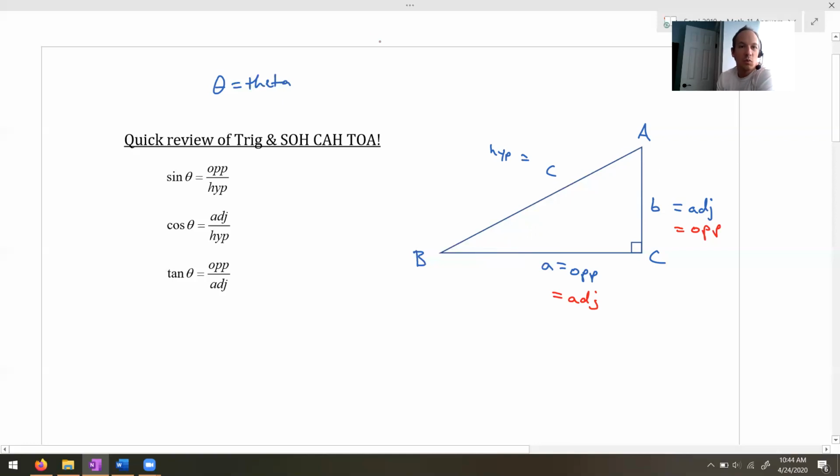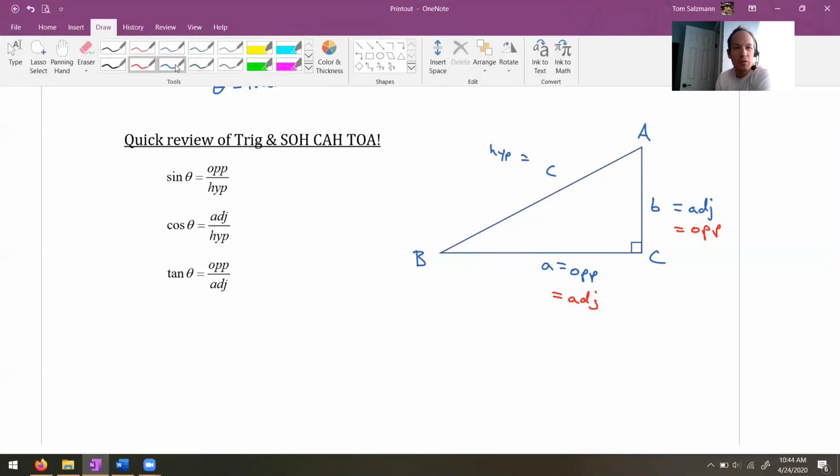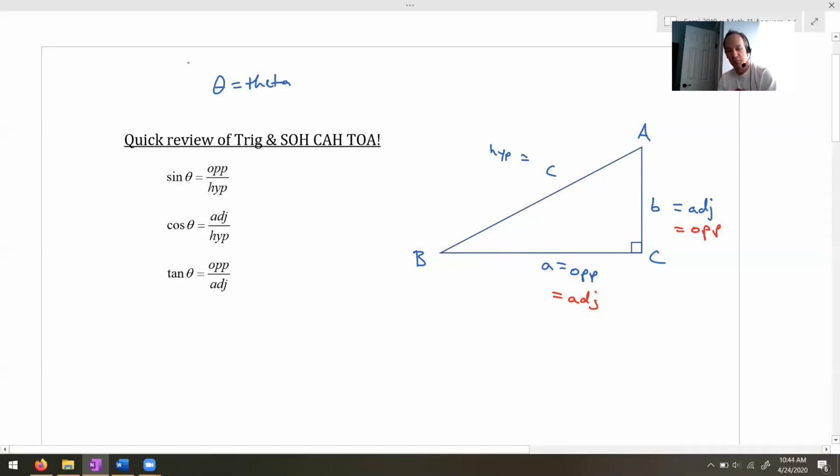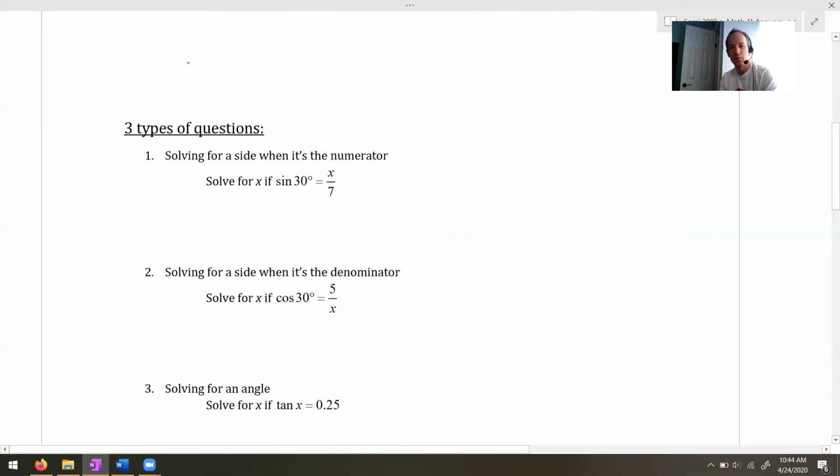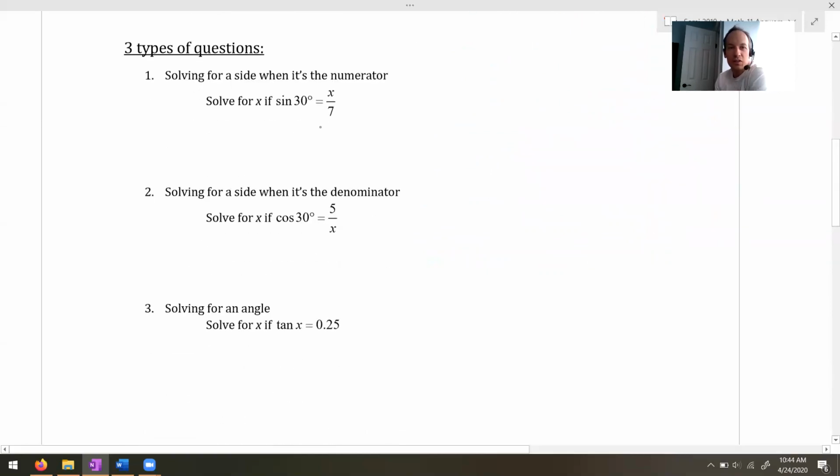Now, if we want to solve some problems with trigonometry, because it's used to solve all sorts of problems, there are three general types of questions we can be looking at. And I've laid them out here for you. So we can solve for one of the three missing pieces, an angle, a side, or a different side. So the first example I'd like to do is let's solve for x if sine of 30 degrees is equal to x over 7. The proper steps in doing this is actually really simple.